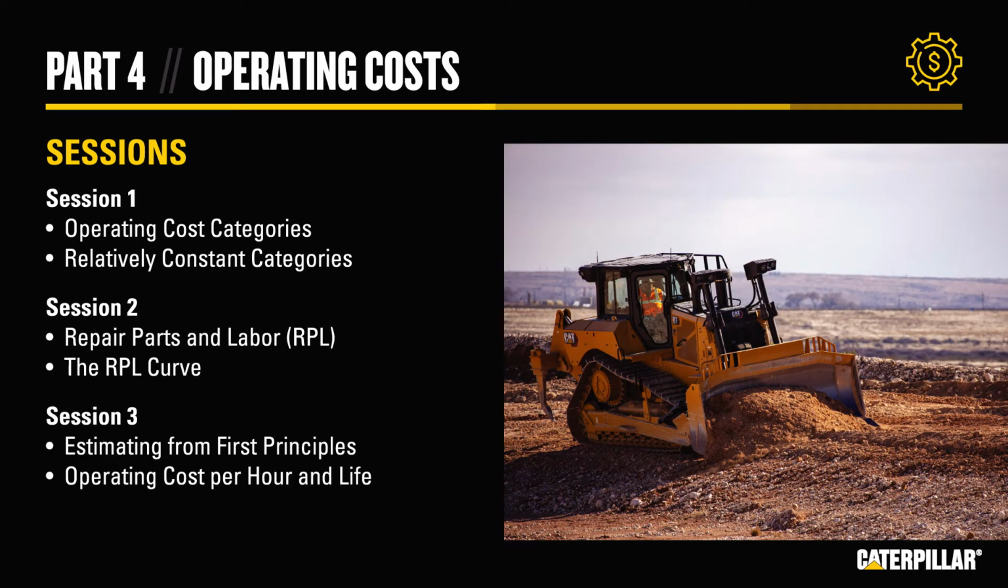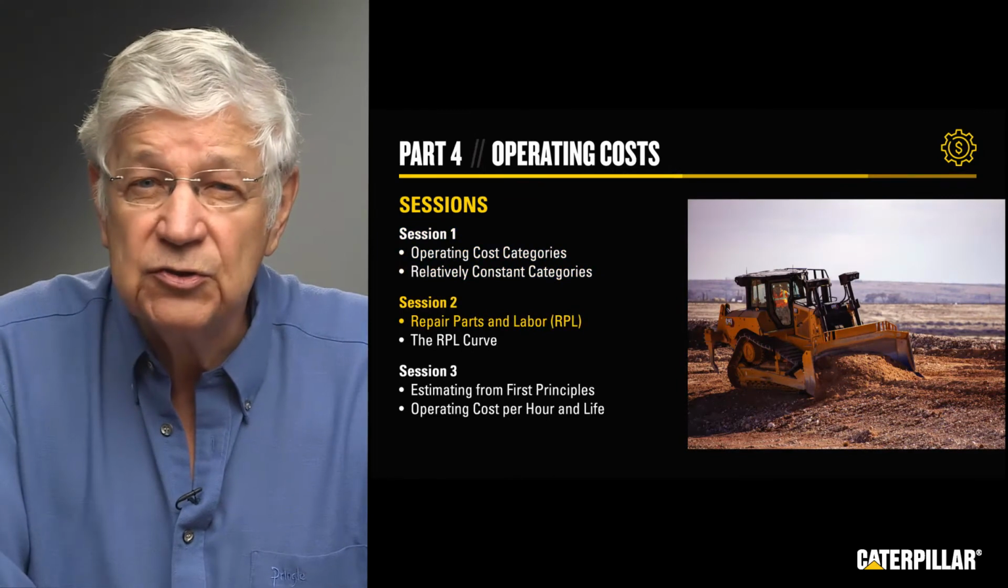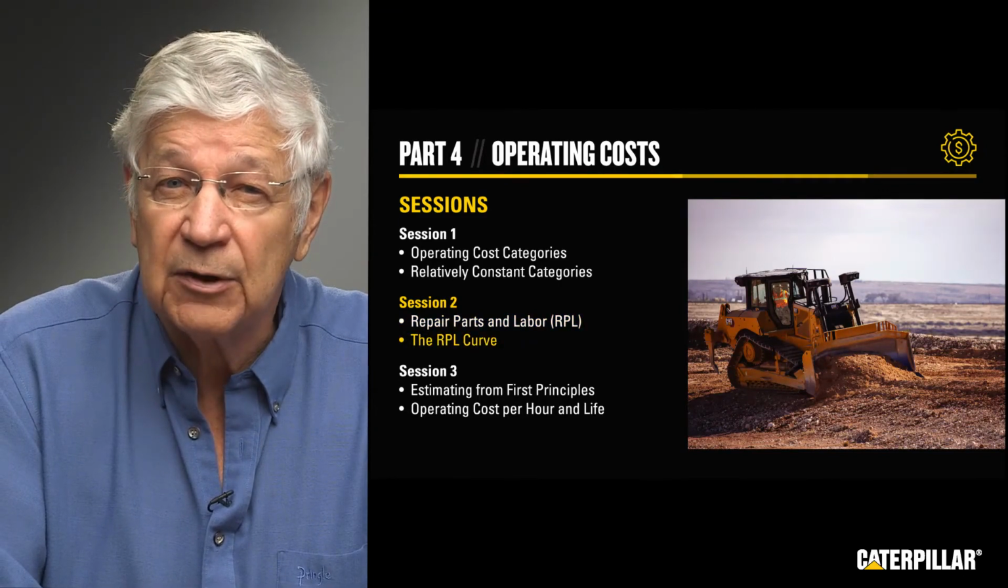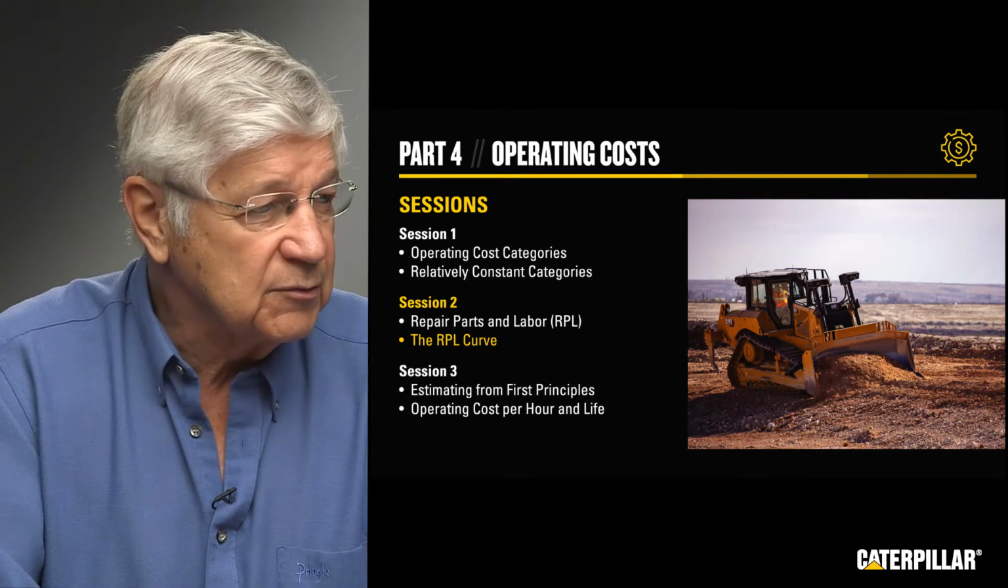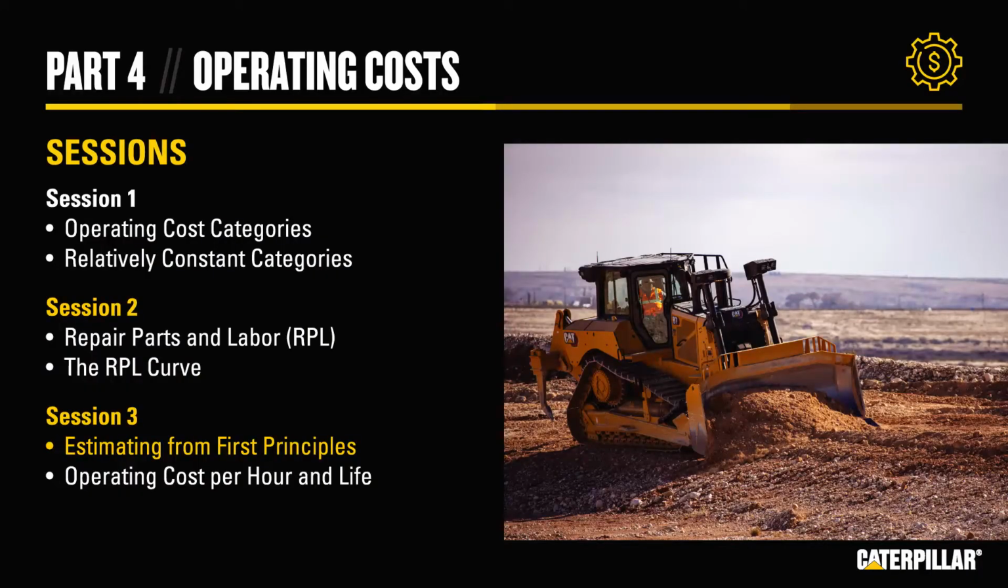In part 4, I did a very similar operation for operating costs. Defined the operating cost categories, looked at the relatively constant operating cost categories such as tires and tracks, wear parts, and those sorts of things. Session 2, an in-depth focus on repair parts and labor, and an in-depth focus on the repair parts and labor curve to show that one can in fact use the data we collect to model the repair parts and labor curve and improve your ability to estimate the cost of repair parts and labor through the life of the machine. In session 3, a brief conversation on estimating operating costs from first principles, and then a conversation about what happened to operating costs per hour as the machine aged.